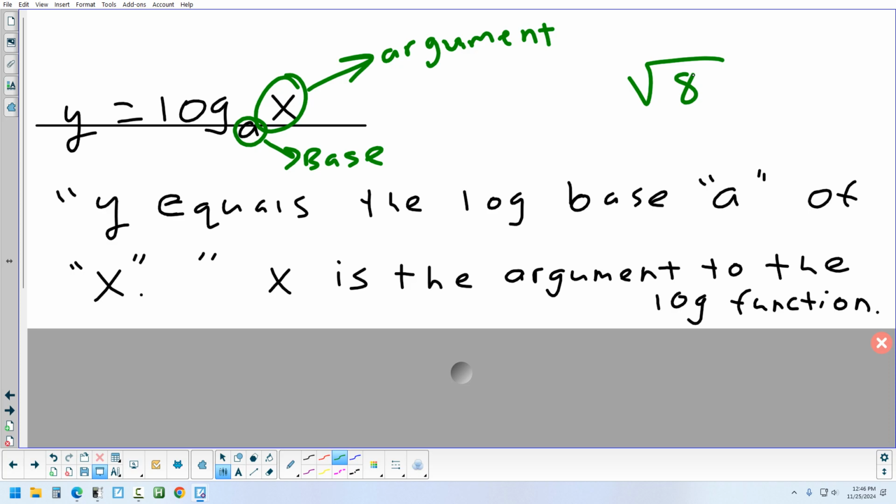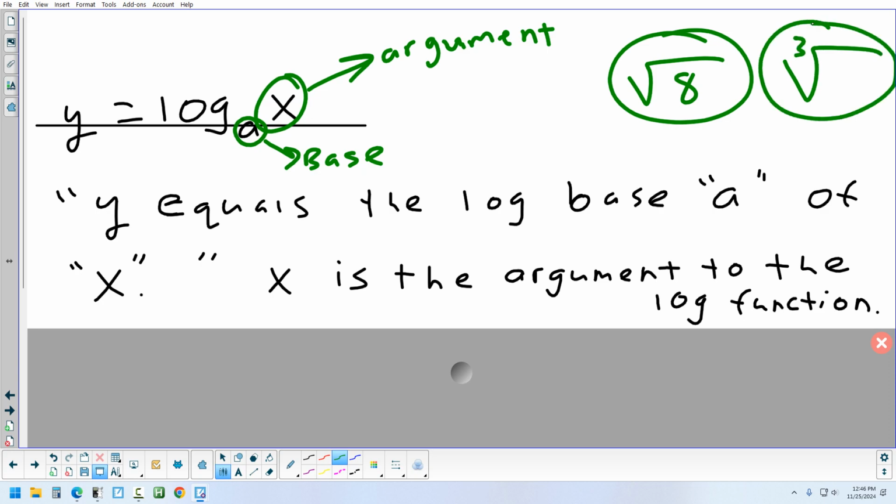Now, what does the base do? Well, the base is just there to tell you what kind of log they want you to do. When I write that, what kind of root does that mean? Square root. And when I write that, a cube root. This little number just tells me the kind of root that they want me to do. That's exactly what this number does right here. It tells me the kind of log that they want me to do.